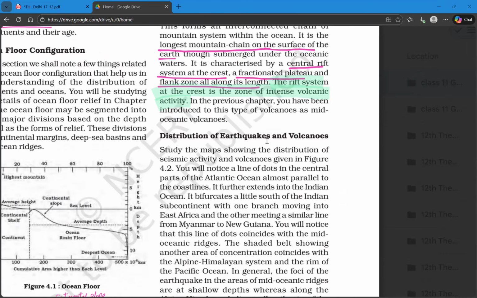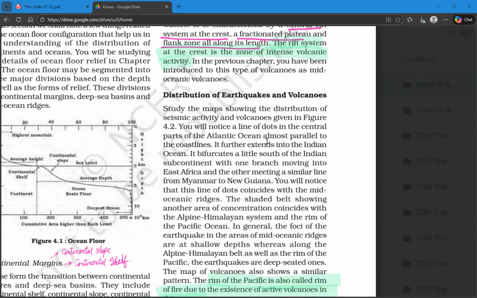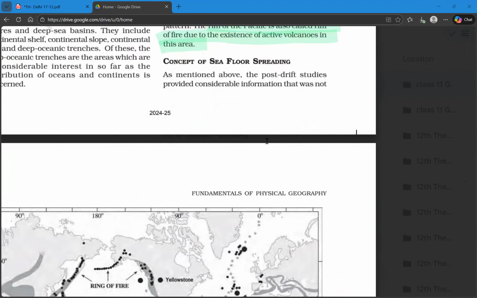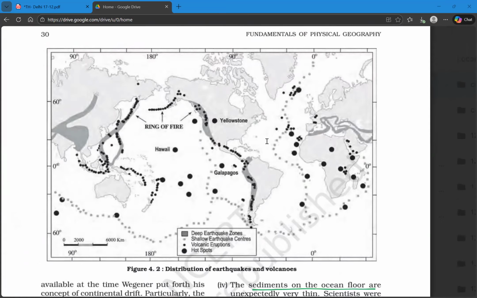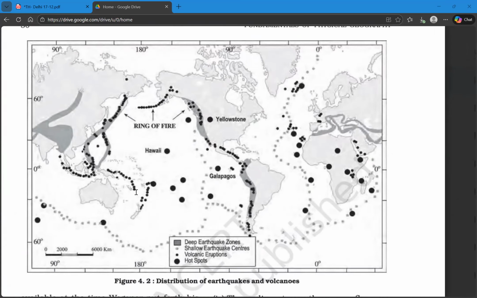Next, distribution of earthquakes and volcanoes. Let's see figure 4.2 once. Here, the smaller dots are the volcanic eruptions, but the longer spots are called hot spots. The spots in gray color are called deep earthquake zones, and these are shallow earthquake zones. The shaded part is the deep earthquake zones.